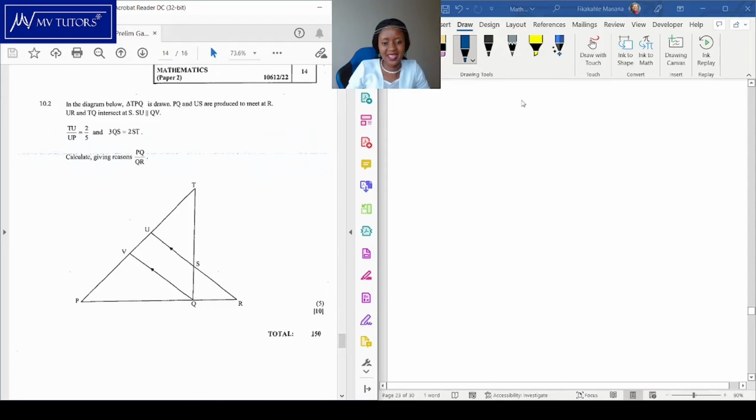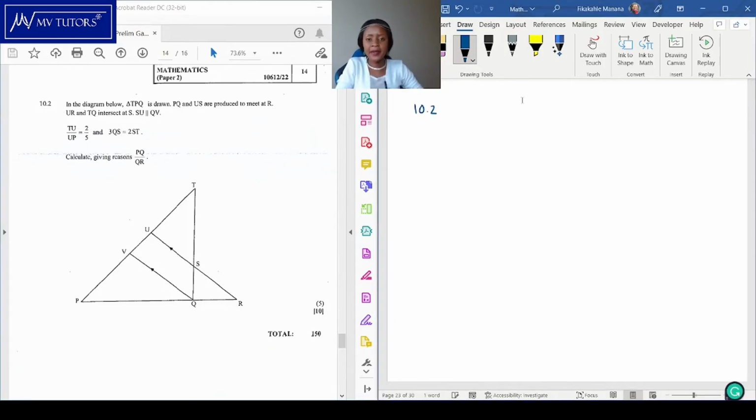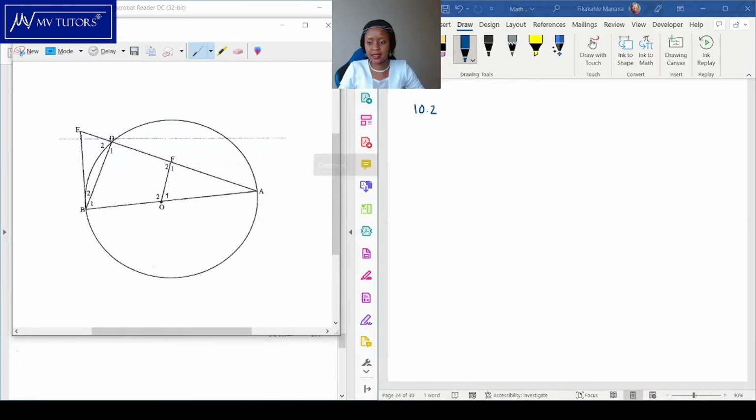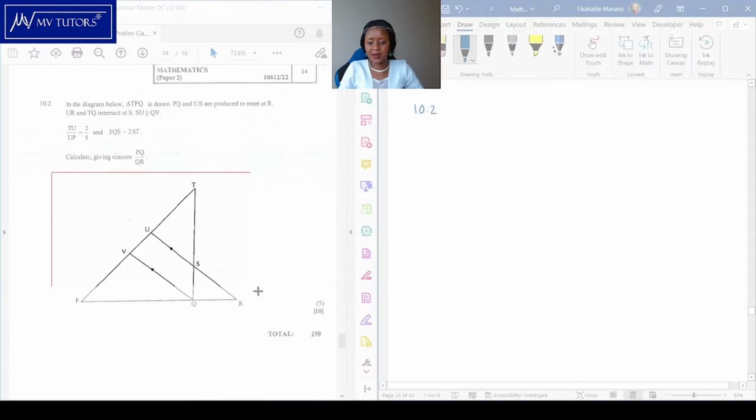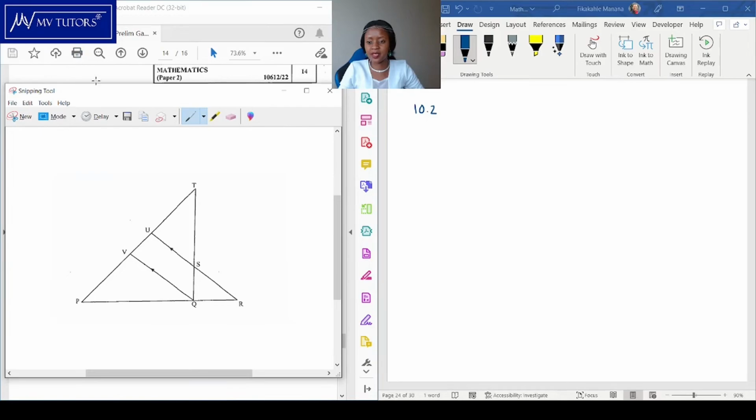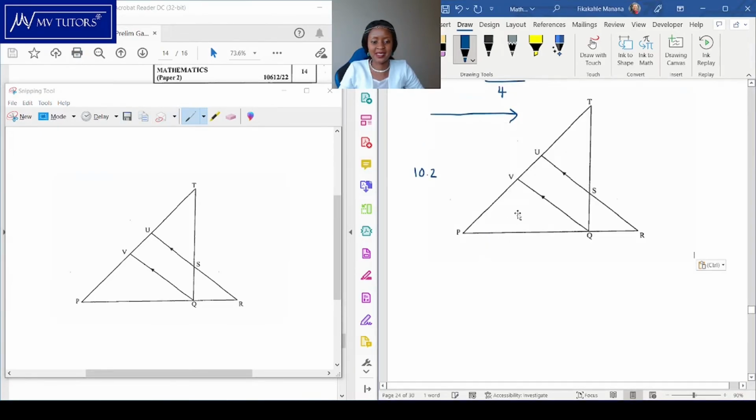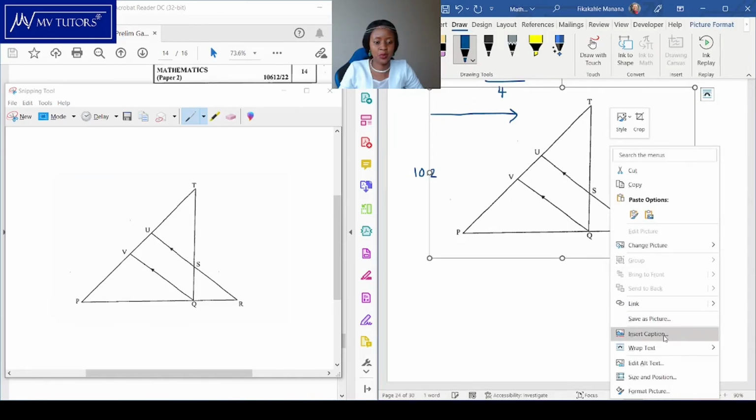So 10.2, it says in the diagram below, triangle TPQ. Let me just copy and paste this. We have a little bit of time since I referred you to the answer before, ne? So some grace to copy this. Okay, let's just make it movable.